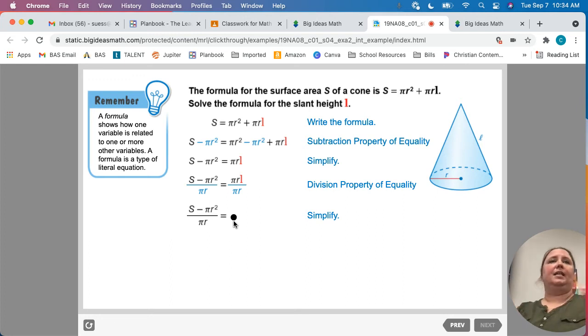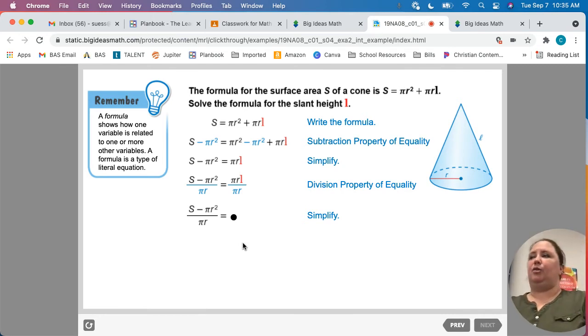Now, you can leave it like this, or you can take the equation and flop it. So you can say L equals S minus pi r squared over pi r. If we had real numbers in this, we could simplify this further. But since we don't have real numbers, you just kind of leave it there. So you can just answer it like that. Yep. This is an answer in algebra. Wow. Okay? I don't want to take algebra. But you're going to. It'll be fine.